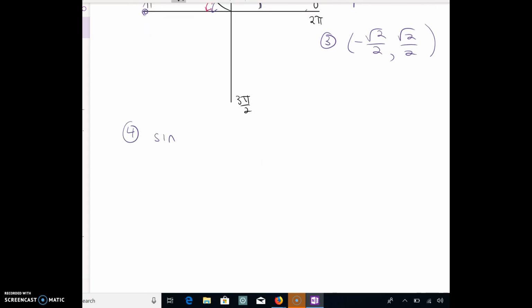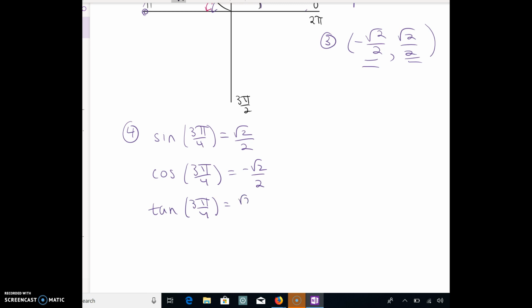So let's start off. Let's find the sine of 3 pi over 4. The sine of 3 pi over 4 is the y value of the terminal point, which is square root of 2 over 2. The cosine of 3 pi over 4 is the x value of the terminal point, which is negative square root of 2 over 2. And the tangent of an angle, in this case 3 pi over 4, is the y value divided by the x value. In this case it's equal to negative 1. Any number divided by itself is 1, and a positive divided by negative is a negative.